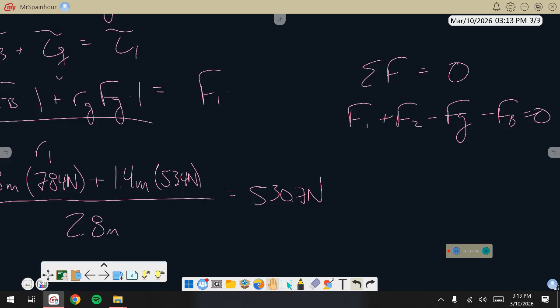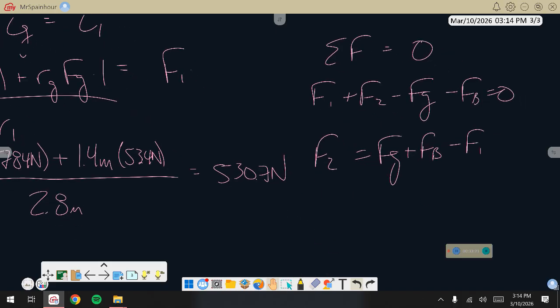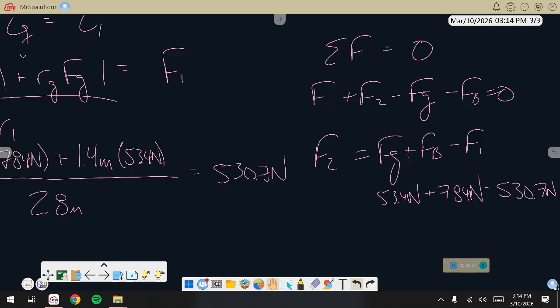That's all it says. So if I take all of the forces pushing down, aka do a little bit of algebra, force of gravity plus force of bunny, this would be everything down, and I subtract what I know force 1 to be, the leftover better be force 2. Yes? So I go over here, force of gravity was that 53.4 newtons, plus the force of bunny being 784 newtons, minus what we literally calculated right here, 530.7 newtons, and how big is the force of 2? It's like 300-ish, isn't it? 306.7.